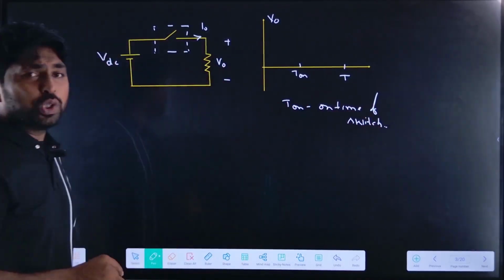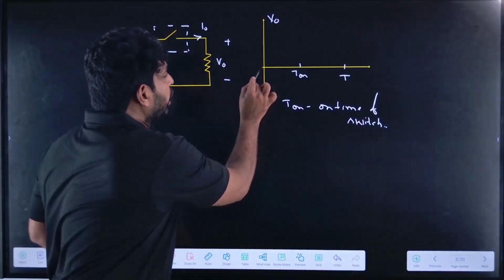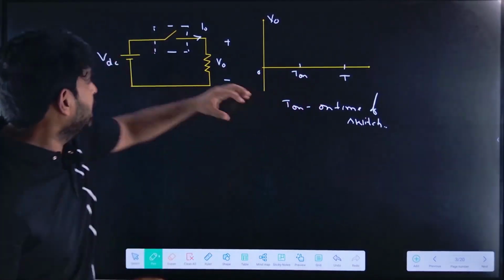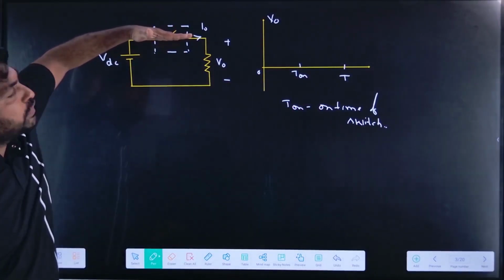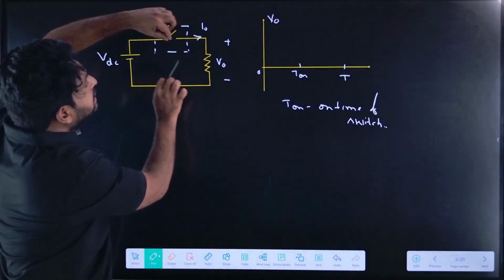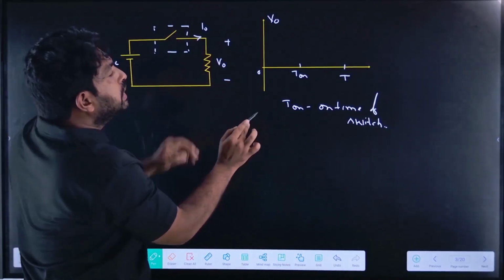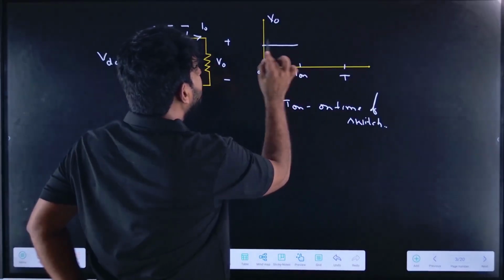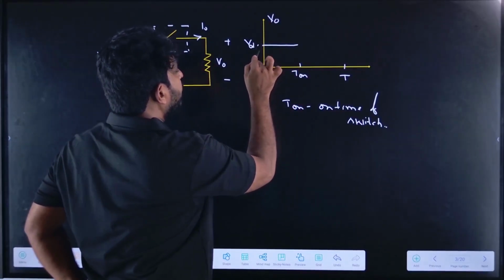So now let us assume that from 0 to T on, the switch is in on condition. If in 0 to T on the switch is in on condition, what is the output voltage? The input voltage is directly applied across the output. So the output voltage is VDC.